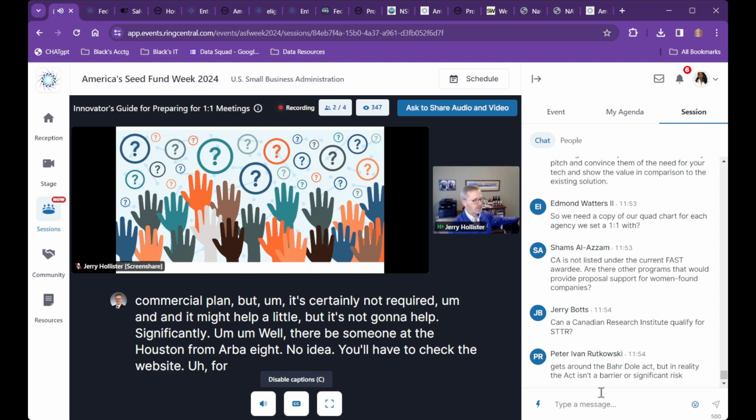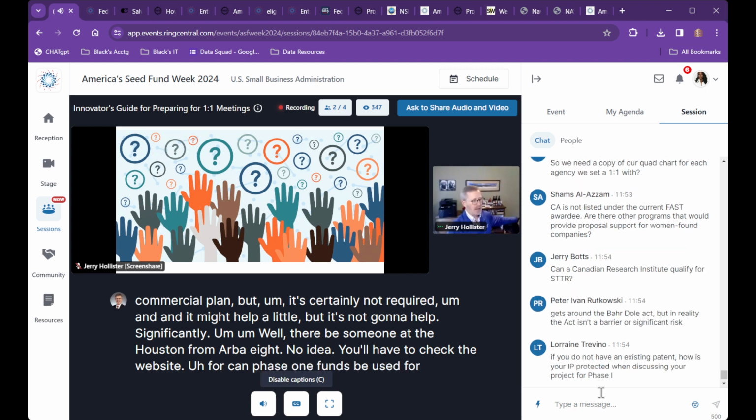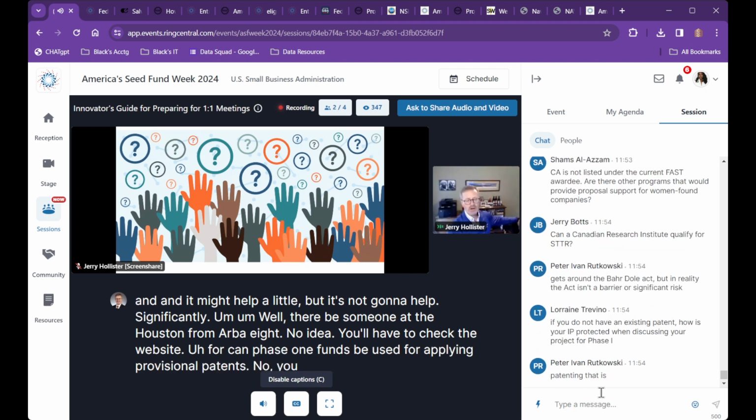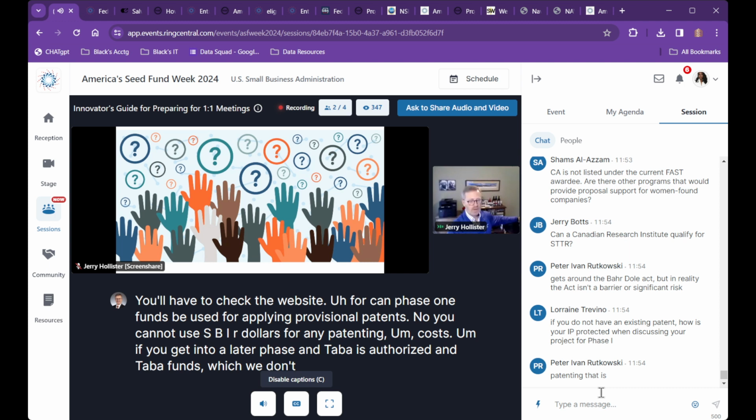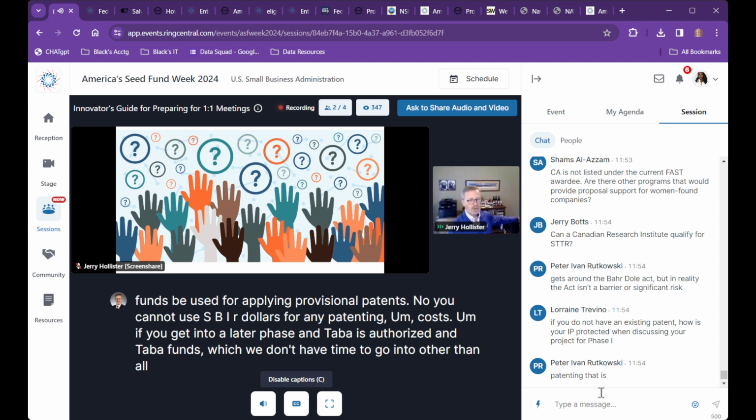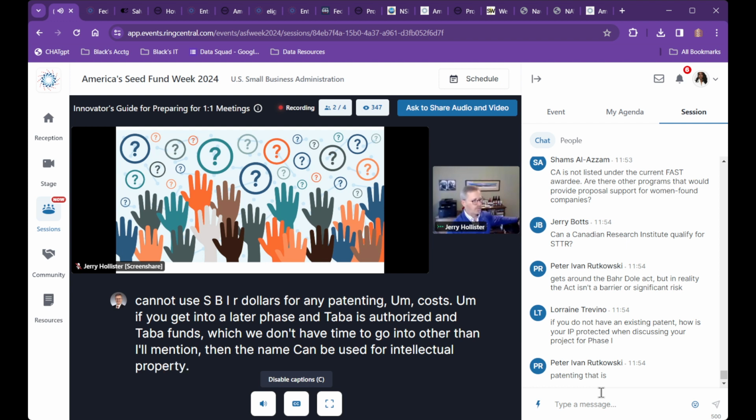Can phase 1 funds be used for applying provisional patents? No, you cannot use SBIR dollars for any patenting costs. If you get into a later phase and TABA is authorized, then TABA funds, which we don't have time to go into other than I'll mention the name, can be used for intellectual property protections, including patent filing fees.